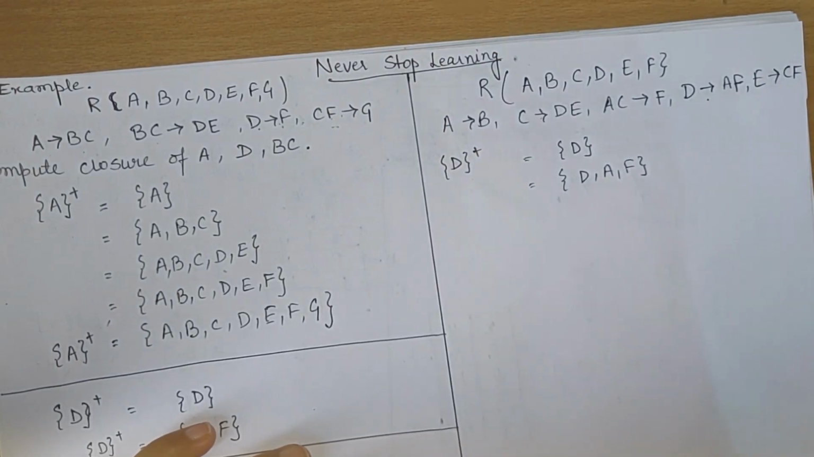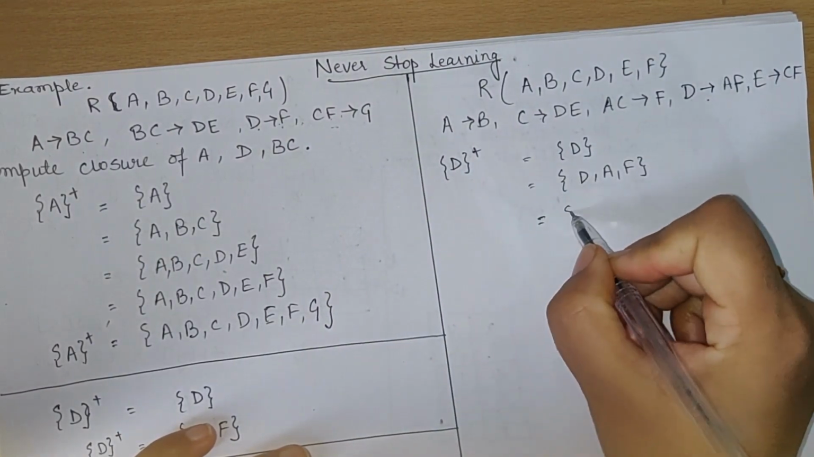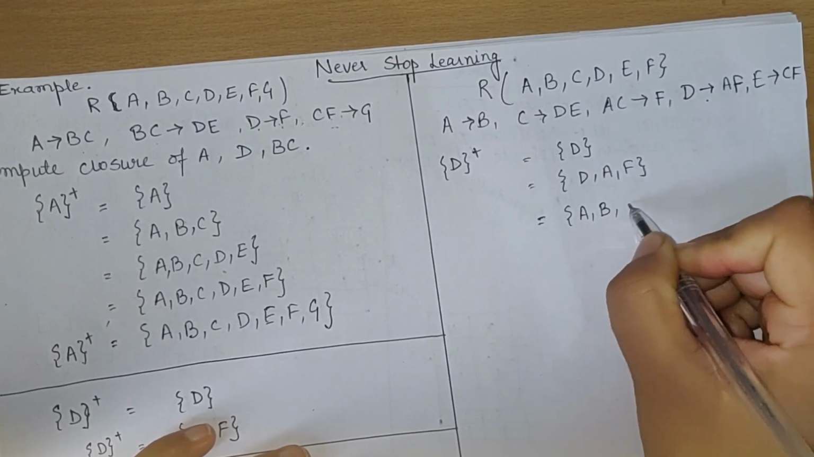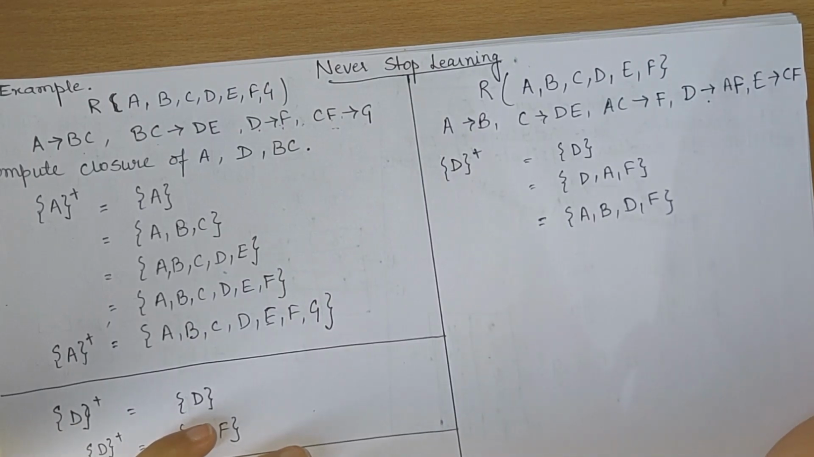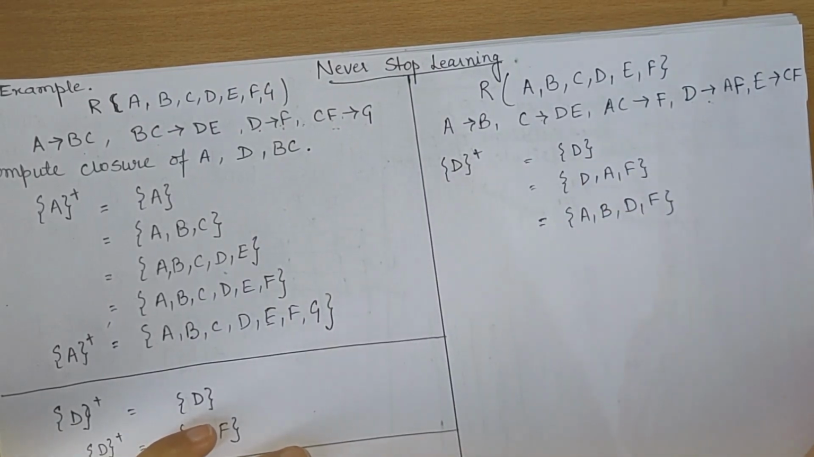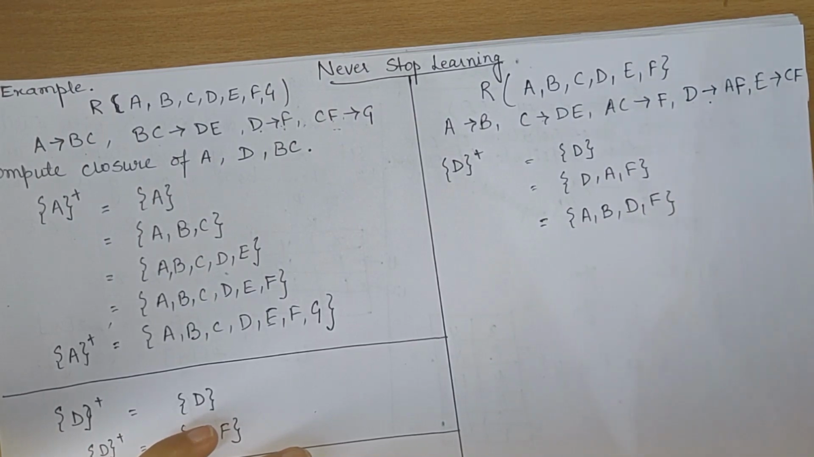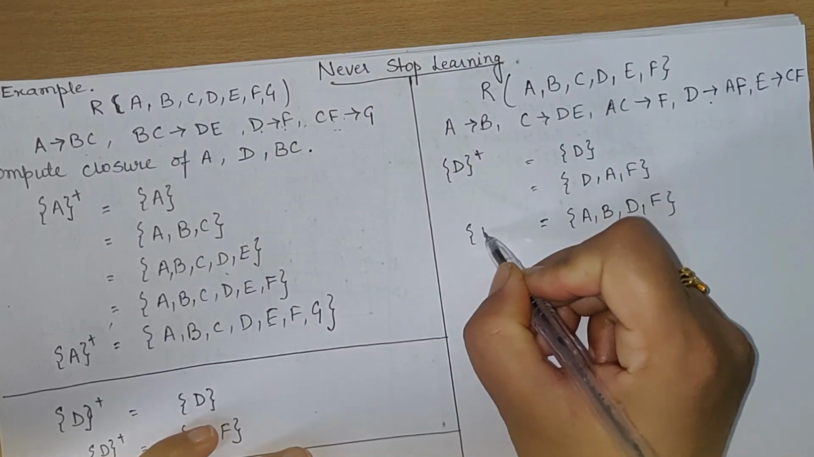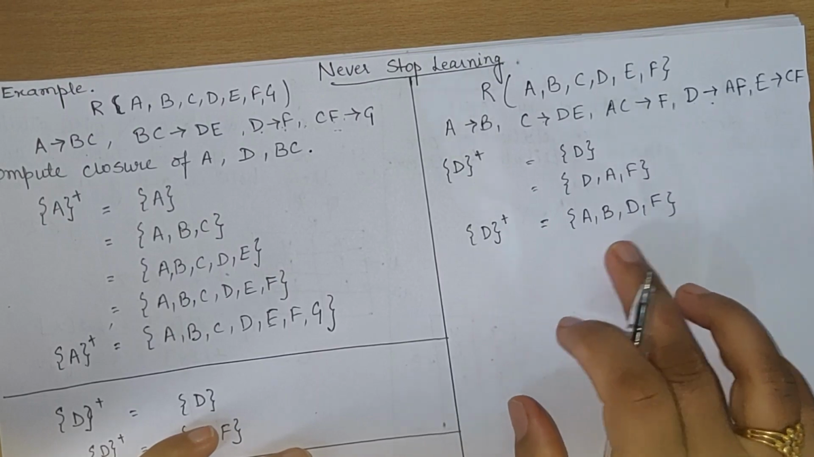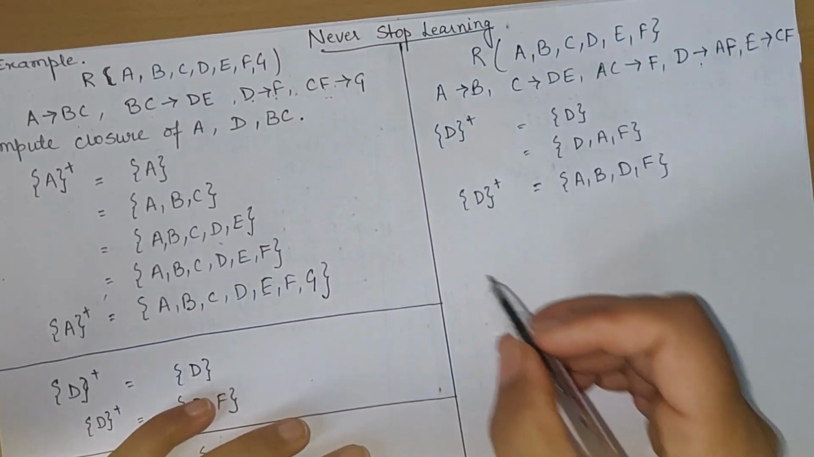After this, using A, I can determine B. So let me write like this: A, B, D, F. Fine. Next, anything else I can determine using this? Here I have A, which I have already used. B alone is not determining anything. D determines AF, that I have already taken. F alone is not determining anything. So the closure of D is this much only. D can uniquely determine only these attributes.